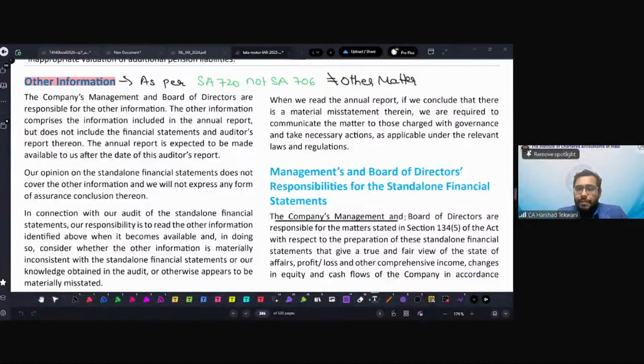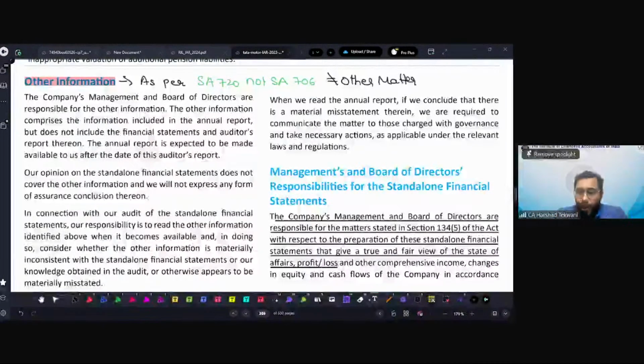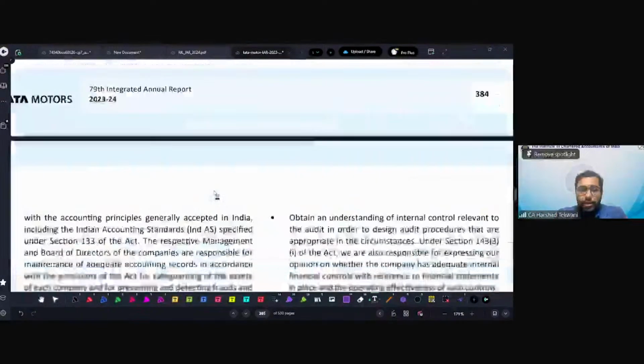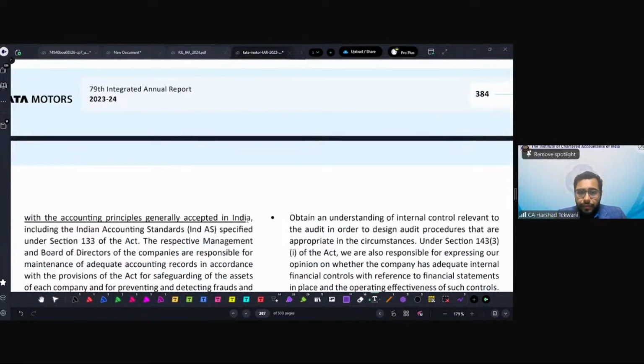The company's management and the board of directors are responsible for the matters stated in section 134(5) of the Act with respect to the preparation of these financial statements, that give a true and fair view of the state of affairs, profit and loss account, other comprehensive income, changes in equity and cash flow of the company in accordance with the accounting principles generally accepted in India, including Ind AS specified under section 133 of the Act.